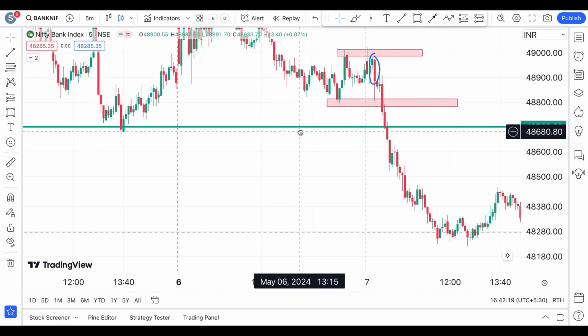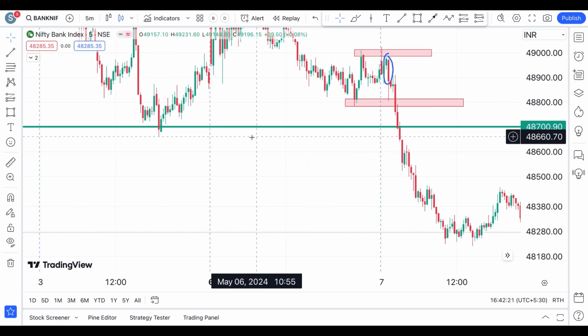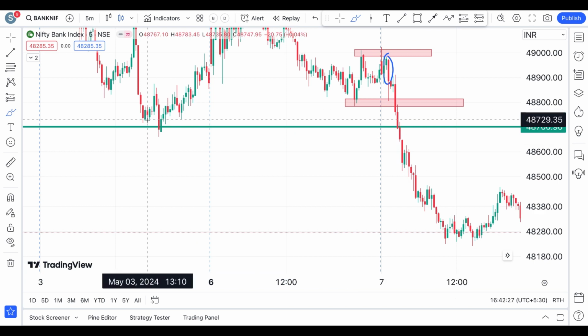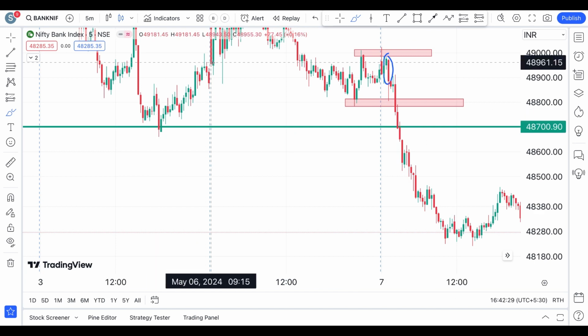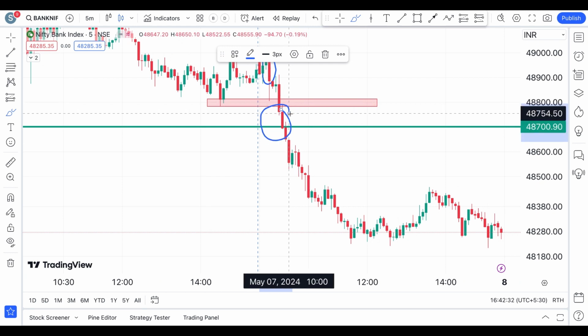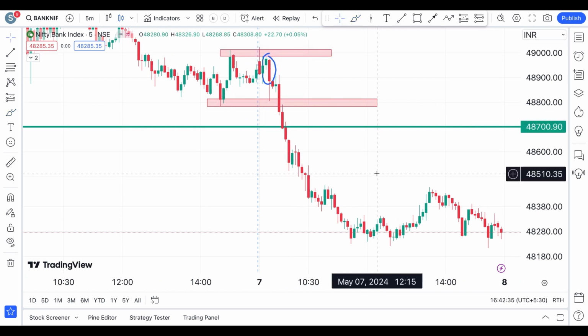So from here, if you look on the left, again you are at a very important level, because from there you have seen a sharp momentum towards the upper side. So even here, according to our method, we may not get a trade.